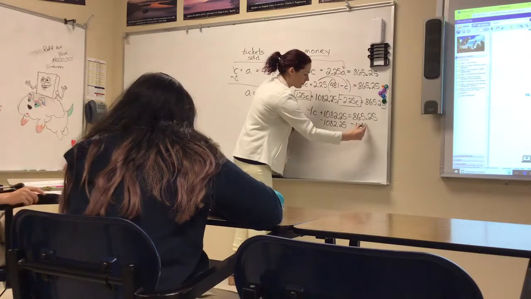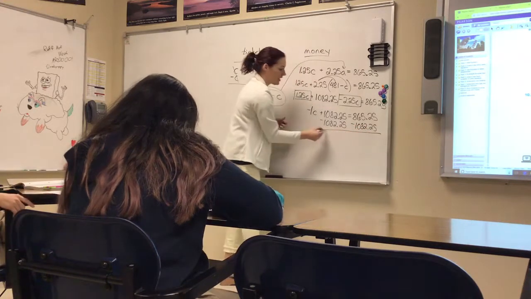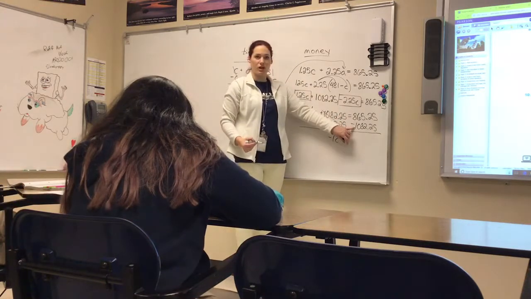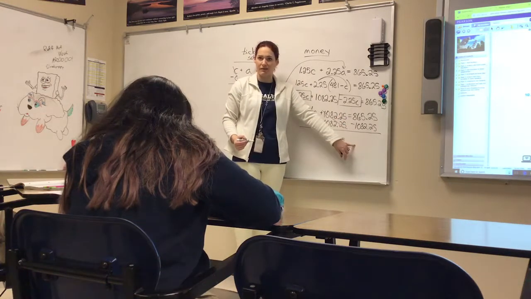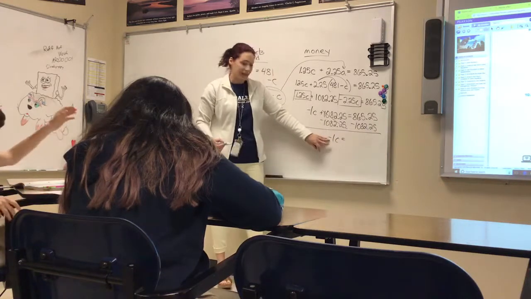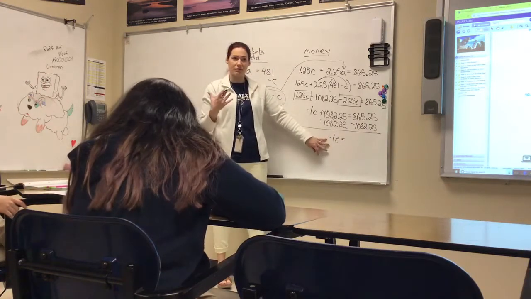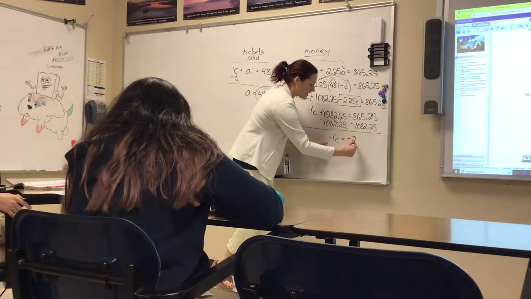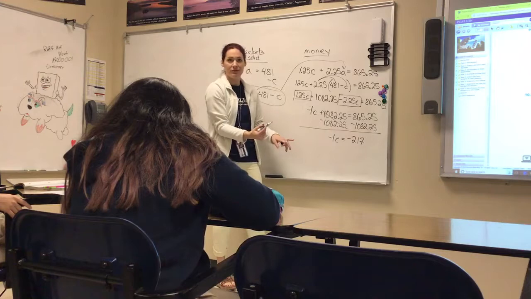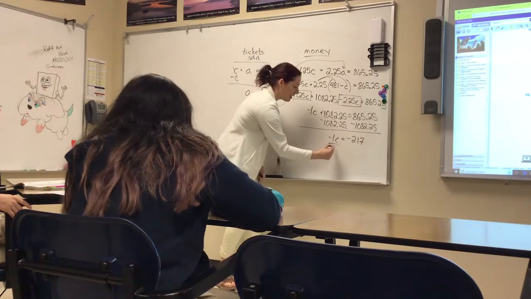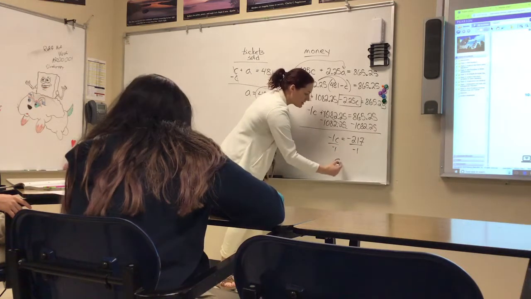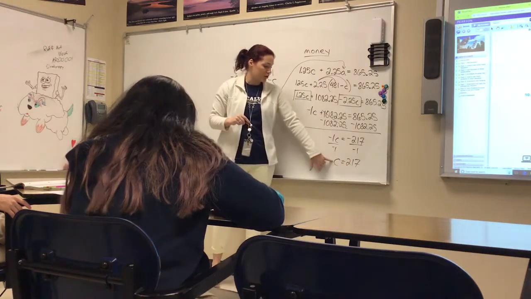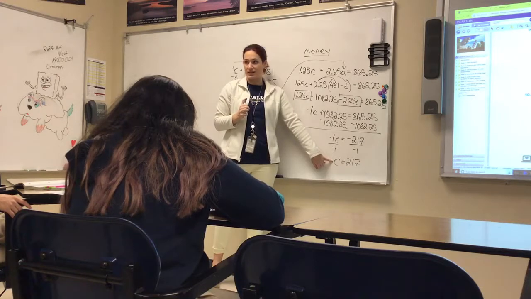Big number right there. Now this is going to give me a negative number, right? 800 something minus 1,000 something is going to get you a negative number. That's okay, because I got a negative over here as well. So eventually I'm going to get rid of that negative. Negative 217. Now divide by negative 1. Positive. C is 217. So that means I sold 217 children tickets.